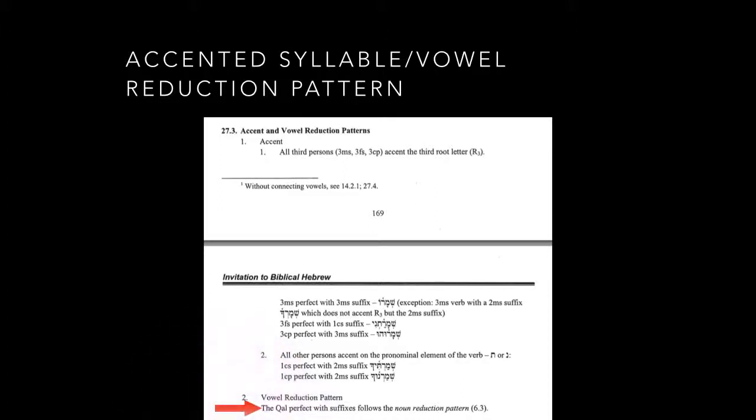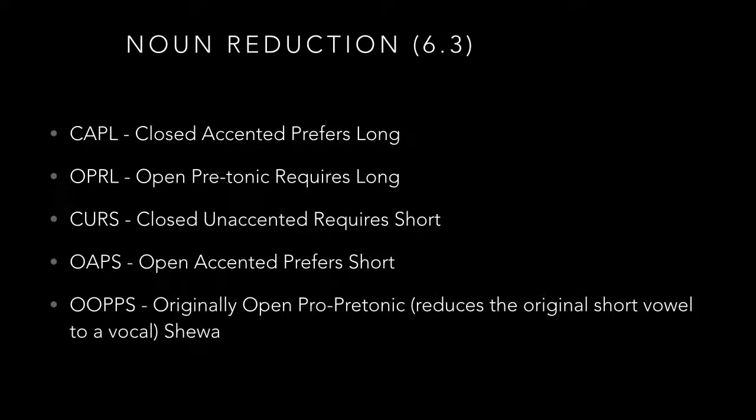And then also related to the vowel reduction pattern, you can see here that the Qal perfect suffixes follow the noun reduction pattern. Now this is our normal reduction pattern that you've seen regularly throughout last semester. I label it like this: closed accented prefers long, open pretonic requires long, closed unaccented requires short, open accented prefers short, and then originally open propretonic reduces the short vowel to a vocal schwa. So those are normal to you. You've seen those before in Dr. Fuller's method and system, but just know that the Qal perfect will reduce according to what we call noun reduction rules.